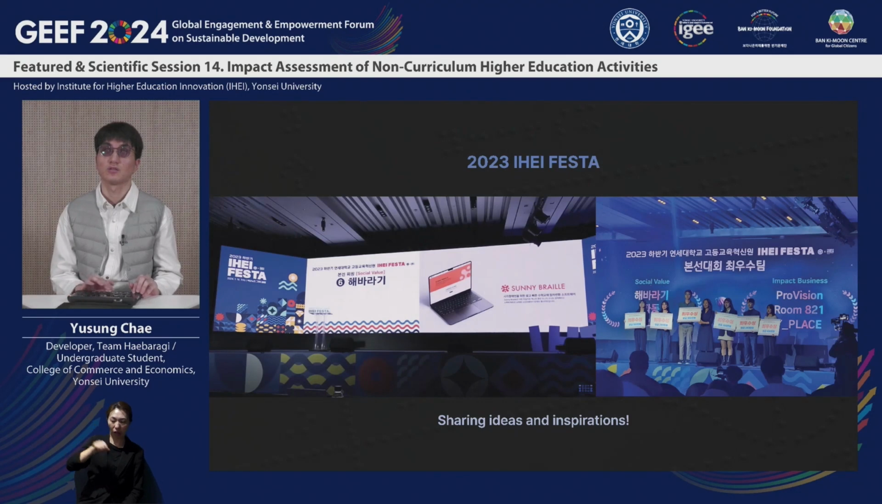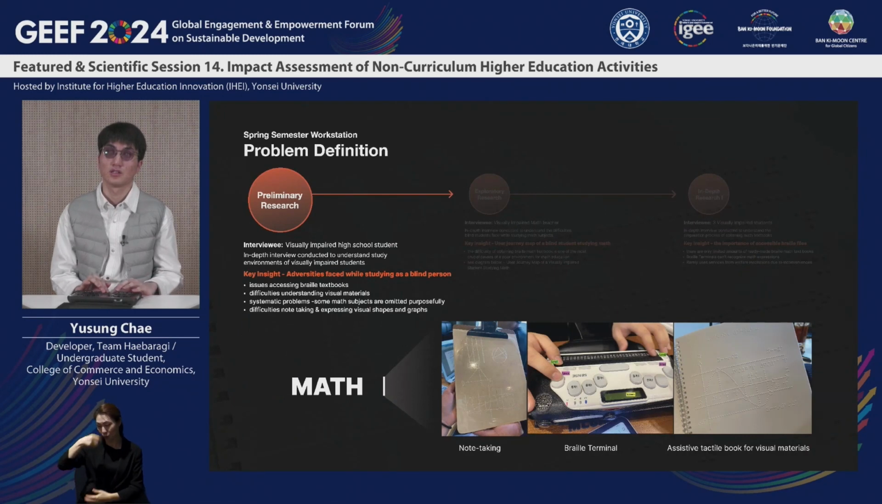During the second semester, we were fortunate enough to take the opportunity to present our work in person at the main event. The event allowed us to network with other workstation teams, and it was a great opportunity to learn from each other. I would like to take this opportunity to thank the Institute for Higher Education Innovation for encouraging creative ideas and providing a great opportunity for university students to engage in meaningful activities.